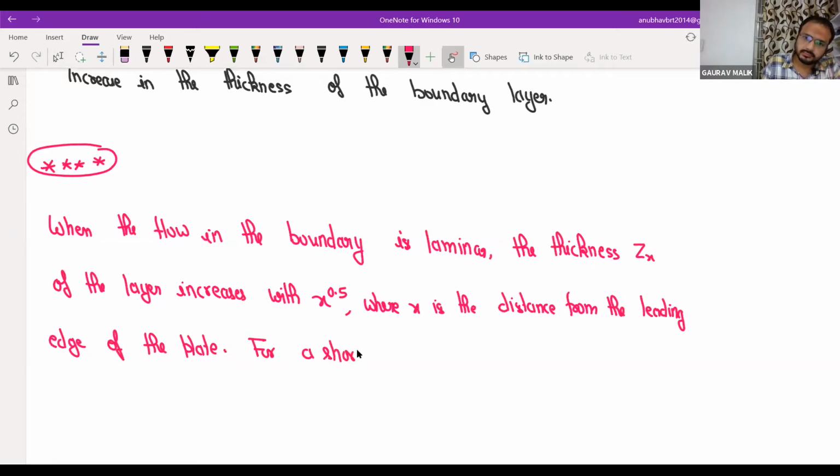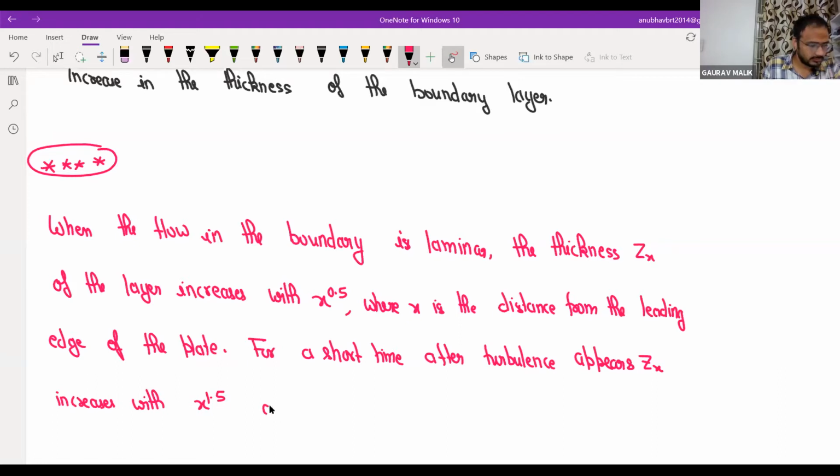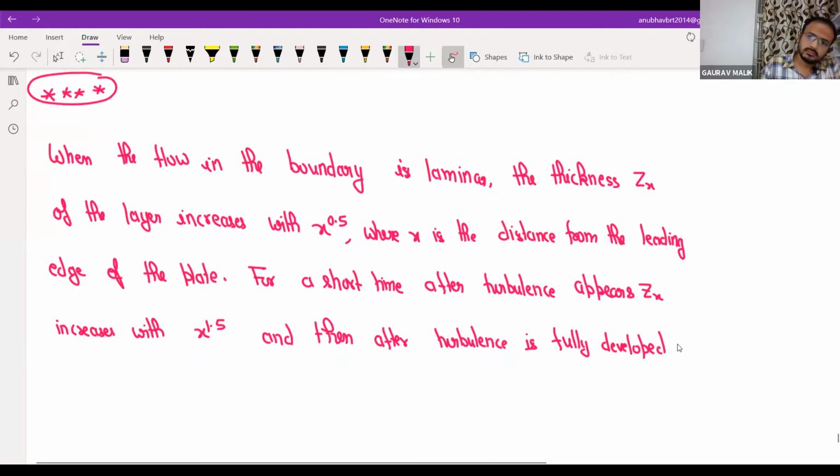For a short time after turbulence appears, Zx increases with x to the power 1.5, and then after turbulence is fully developed, Zx increases with x to the power 0.8. These points are very, very important.